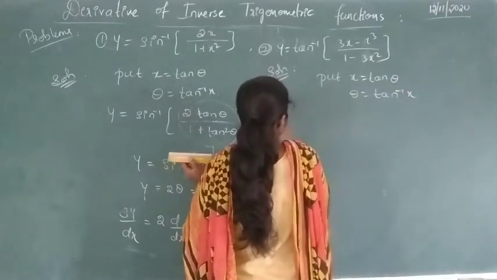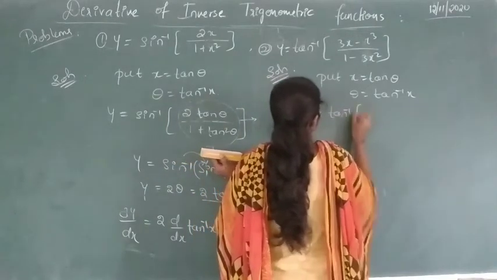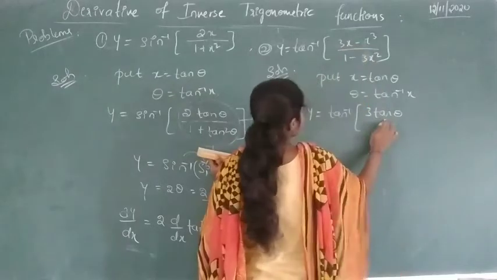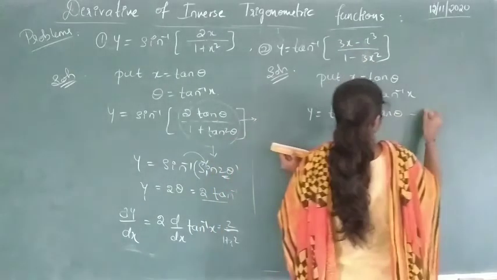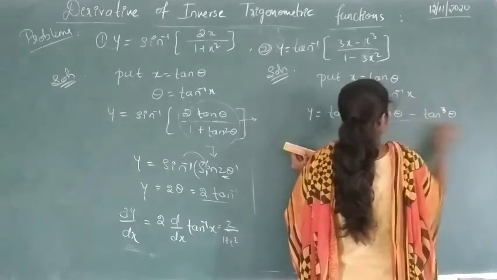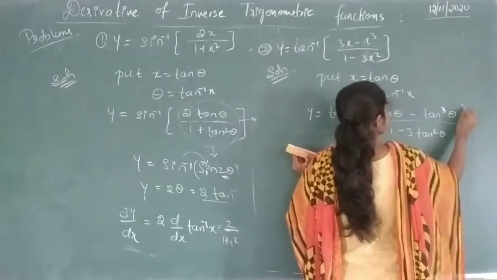So now what will be the y? That is y is equal to tan inverse of 3 tan theta. See, x instead, what should I put? tan theta. 3 tan theta minus tan cube theta divided by 1 minus 3 tan square theta.